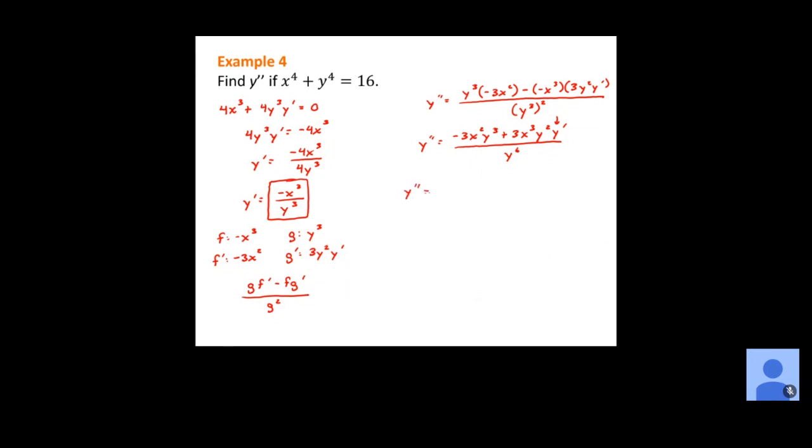So y double prime is going to be negative 3x squared y cubed plus 3x cubed y squared times negative x cubed over y cubed, all of that over y to the sixth.